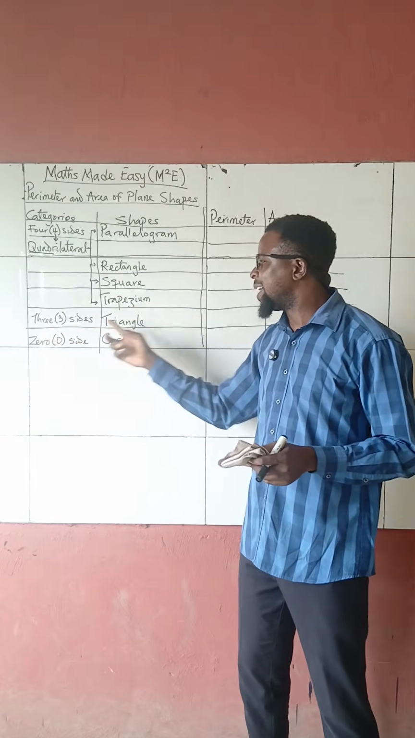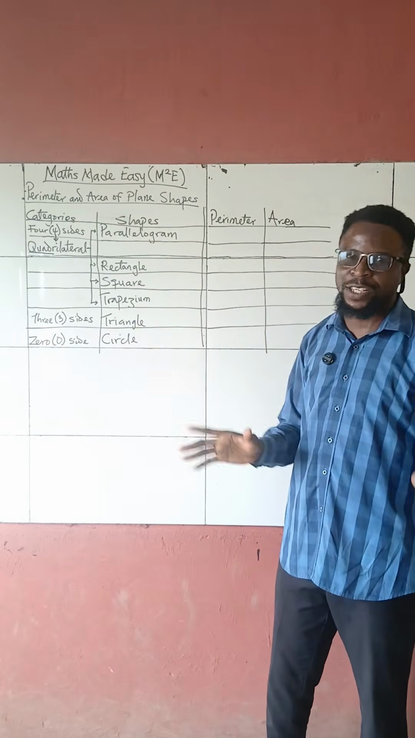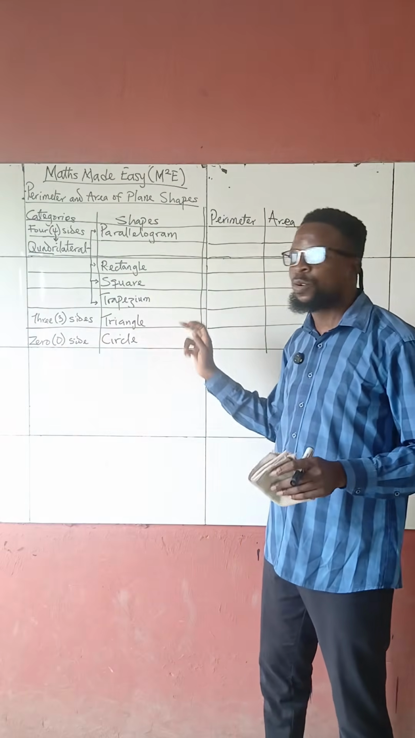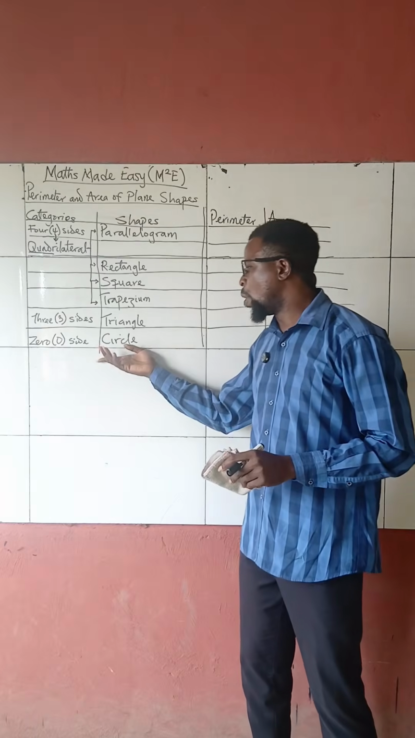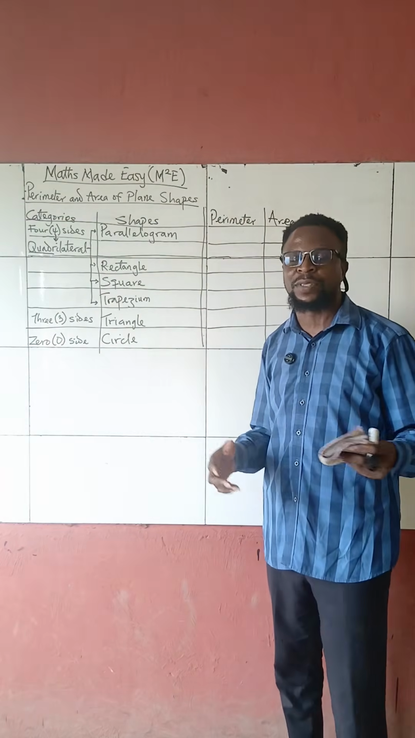Now we have the three-sided shape, which is the triangle. The triangle is the only one under that category. So we have three sides, which is a triangle. Now we have zero sides, which is a circle. Now let's go into the perimeters and see how it is derived.